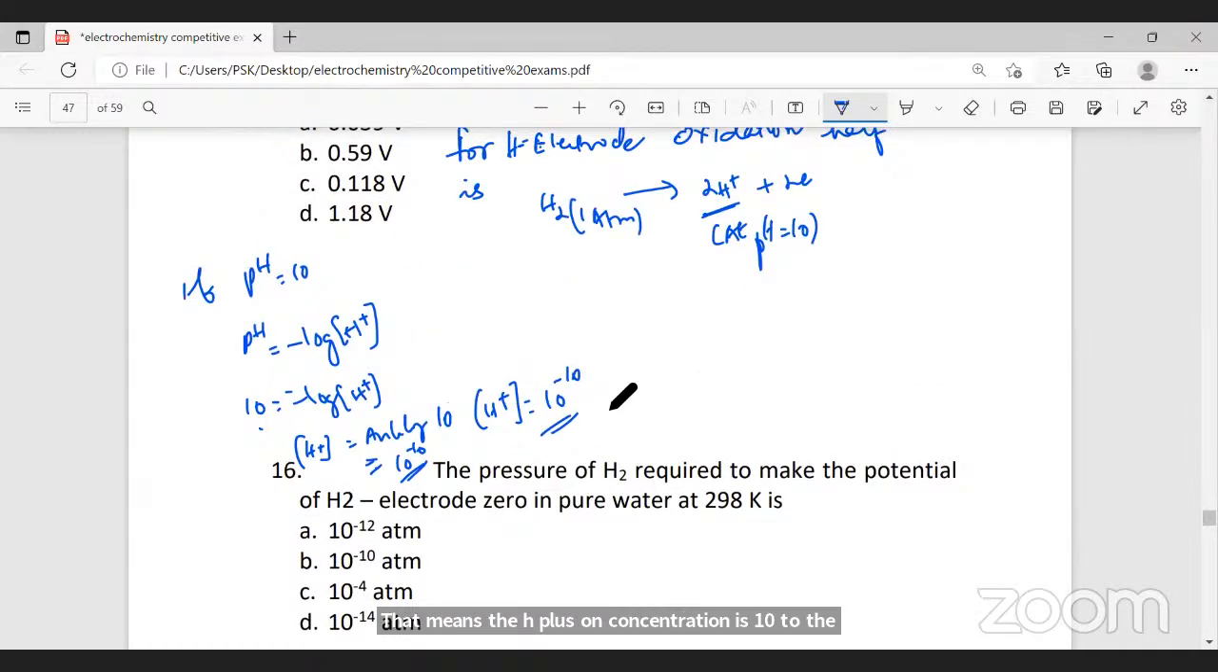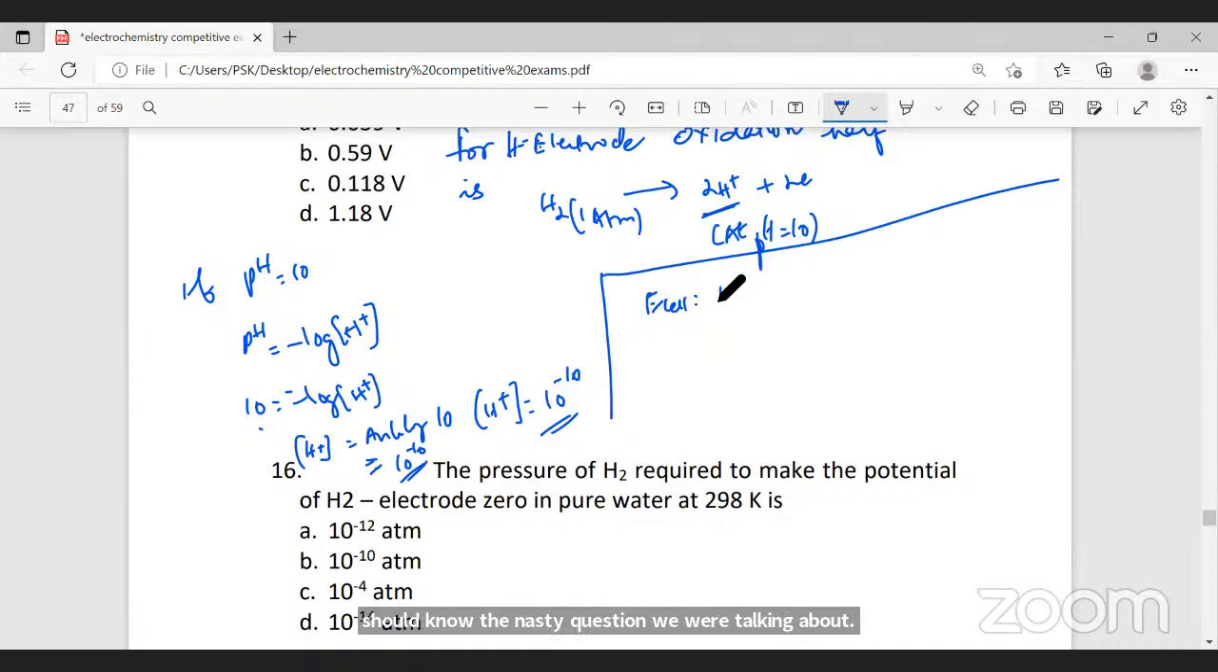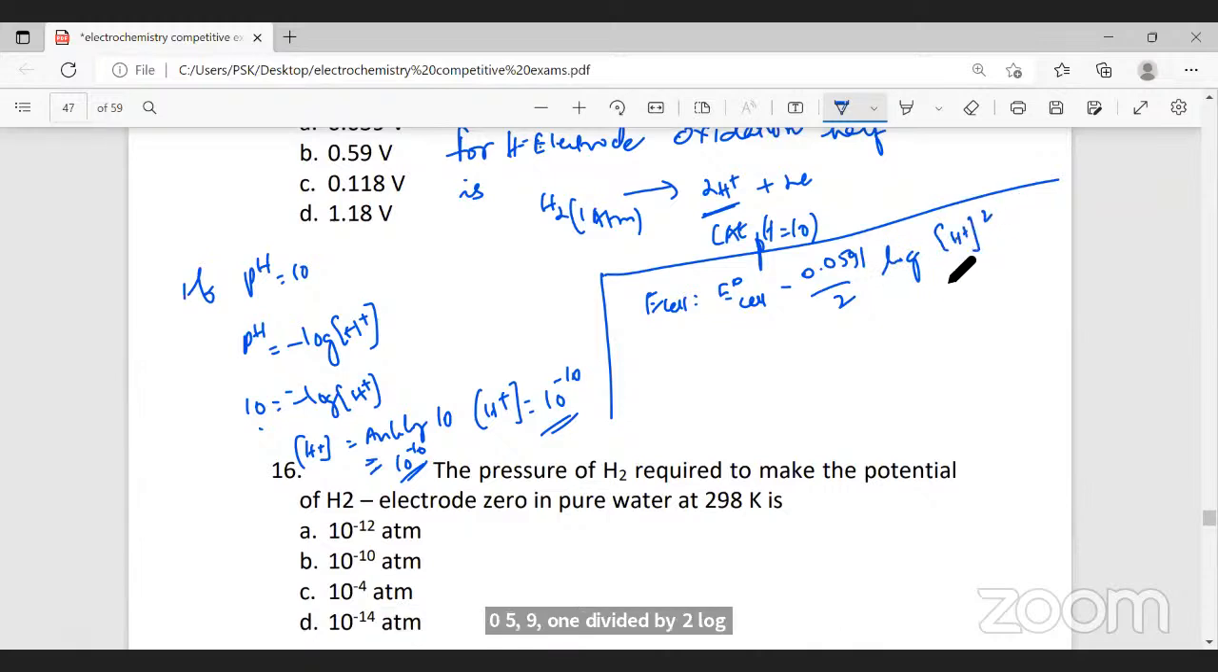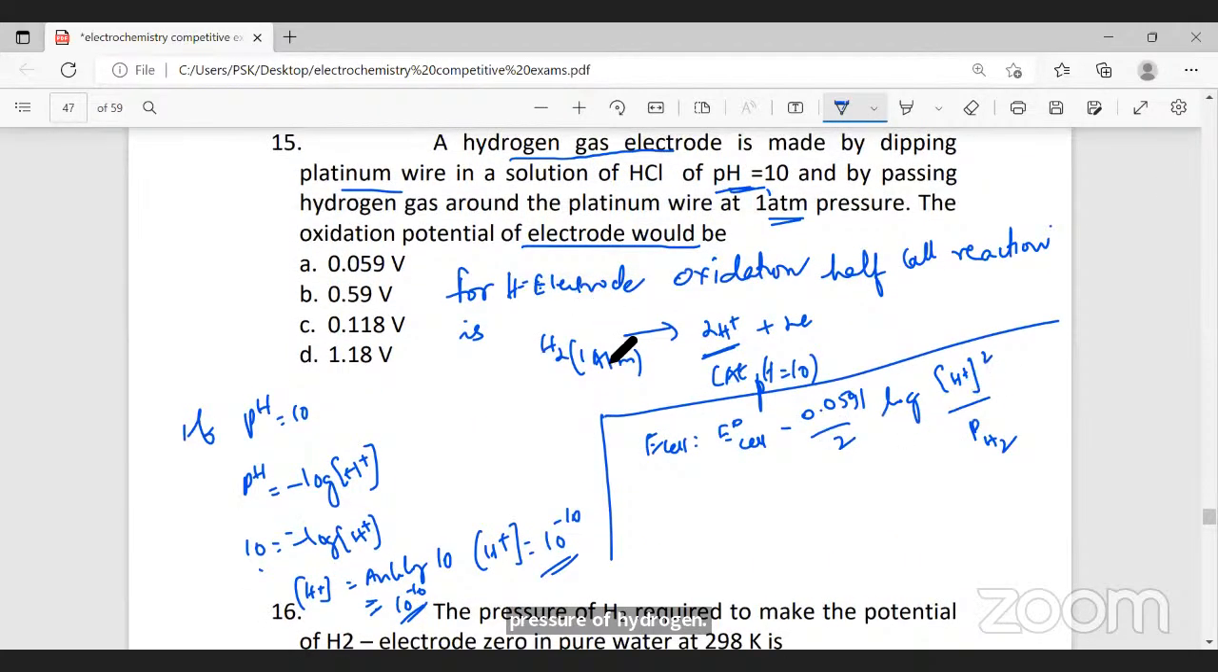Now we should know the Nernst equation. We were talking about the Nernst equation in the previous classes. The Nernst equation: E cell is equal to E naught cell minus 0.0591 divided by 2 log of H plus ion concentration to the power 2 divided by pressure of hydrogen. See, why H plus ion concentration to the 2? Because in the reaction you can see 2 H plus ions. So the coefficient of hydrogen ion is 2. Therefore, we raise it to the power 2.